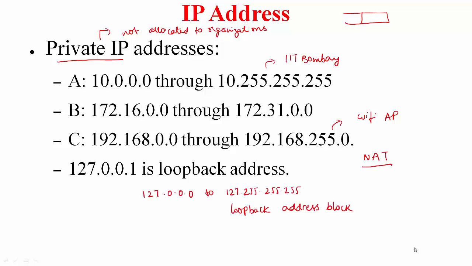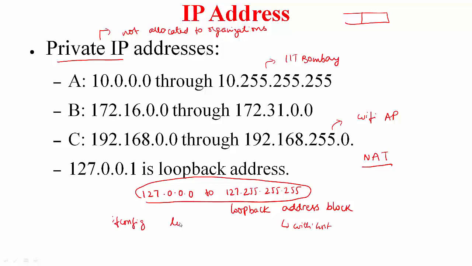This 127 address belongs to class A. So all the addresses in this range correspond to the loopback address block. In Unix or Linux, if you do ifconfig, you will see an interface called lo, which stands for loopback interface. So this will have an IP address corresponding to this. So what are these addresses?